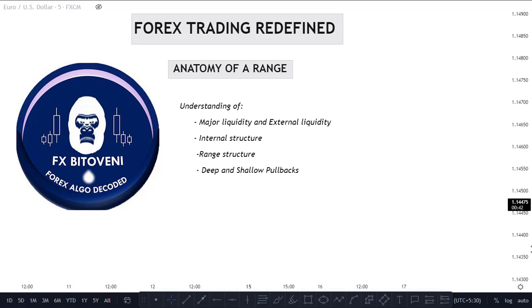This is what we're going to cover today: anatomy of a range, where we go deep into understanding major liquidity and external liquidity, and we also talk about internal structure, range structure, and deep and shallow pullbacks.